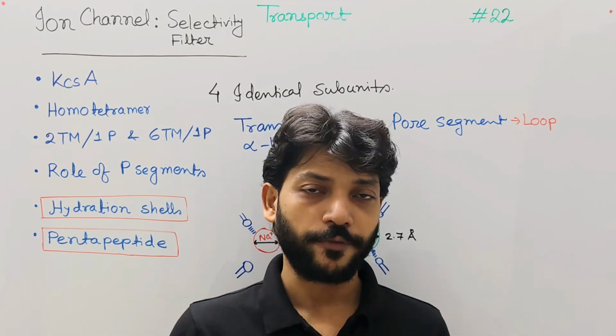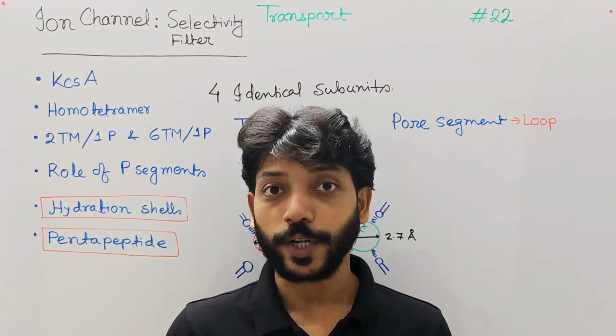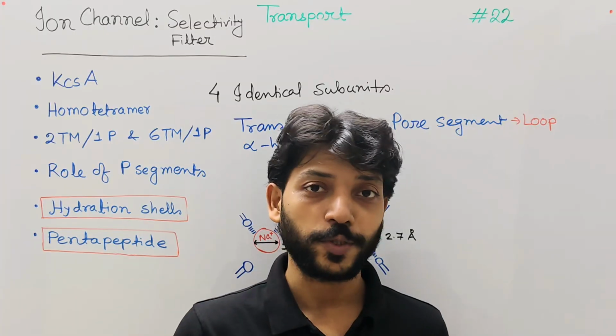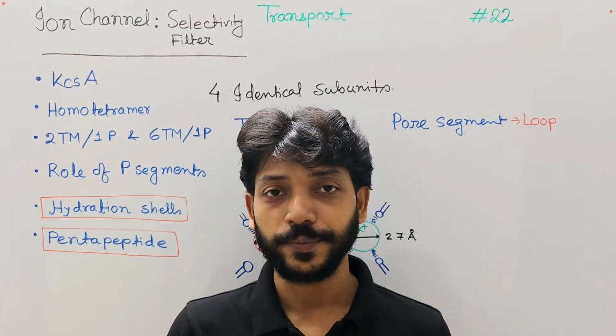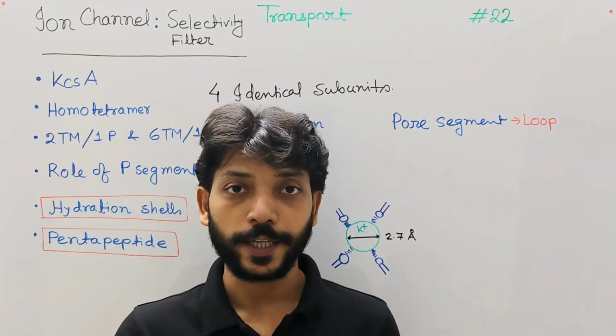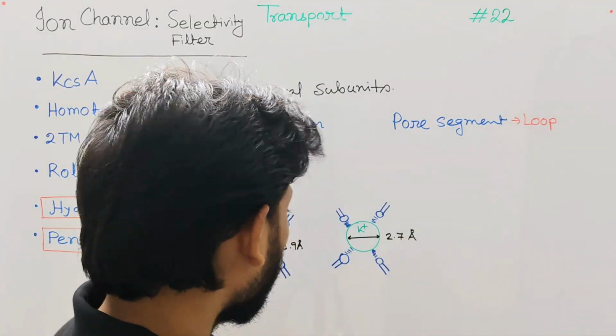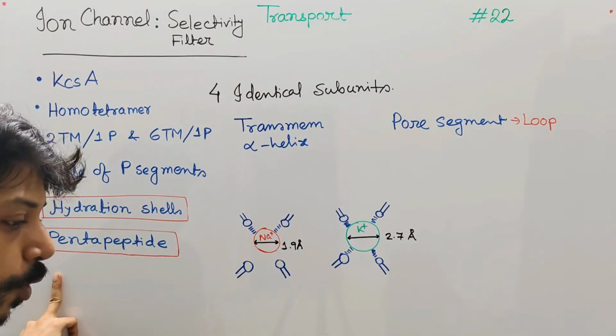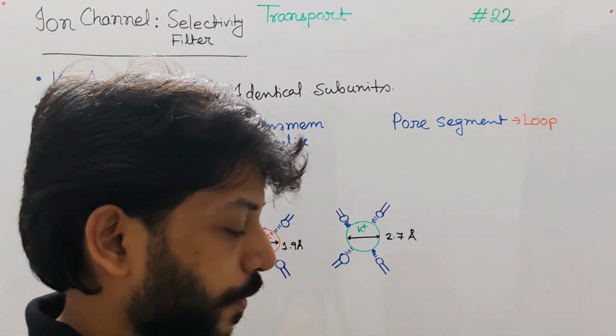Basically, all ion channels are very selective for a particular ion, like potassium channels only allow potassium, not sodium, calcium, magnesium, chloride or any other ions. Now, how this ion selectivity is achieved, we will learn in this video. I have written here all the important points that I will explain.